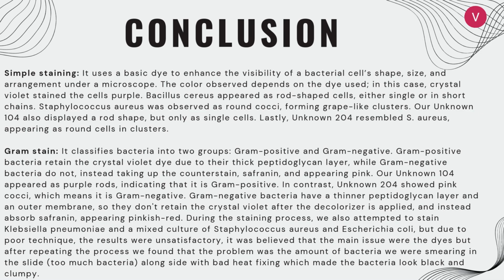The Gram stain classifies bacteria into two groups, gram-positive and gram-negative. Gram-positive bacteria retain the crystal violet due to their thick peptidoglycan layer, while the gram-negative bacteria do not. Instead, they take up the counterstain safranin and appear pink. So our unknown 104 appeared as purple rods, which indicates that it's gram positive, and our unknown 204 showed pink cocci, which means it's gram negative.